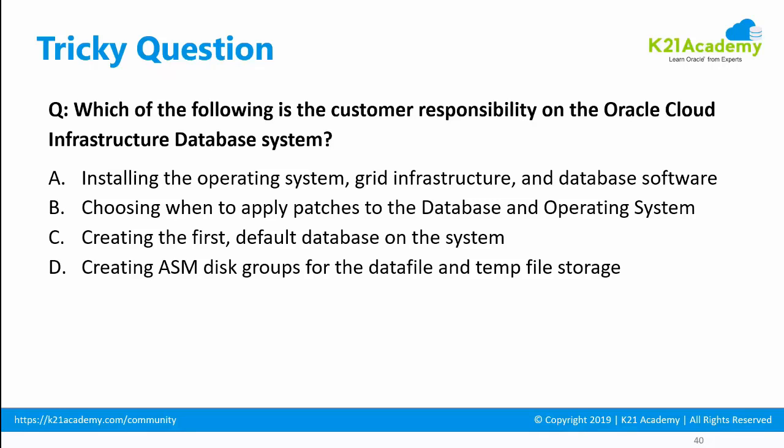The options are: A, installing the operating system, grid infrastructure and database software; B, choosing when to apply patches to the database and operating system; C, creating the first default database on the system; or D, creating an ASM disk group for the data file and temp file. Now, without looking at the answer, try to see what the answer could be. Just guess and leave a comment to tell us what you think the answer might be.